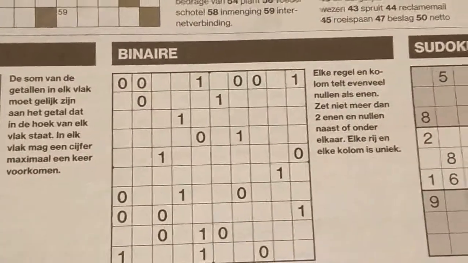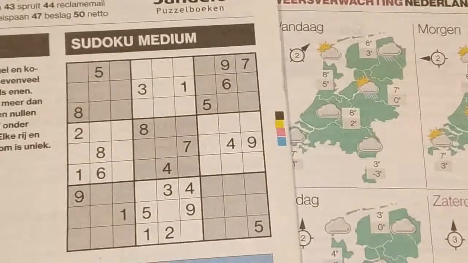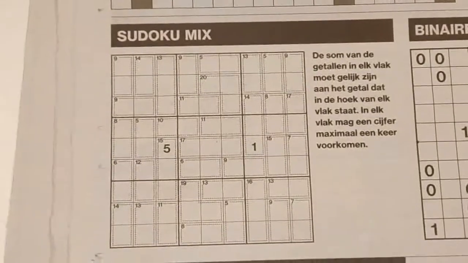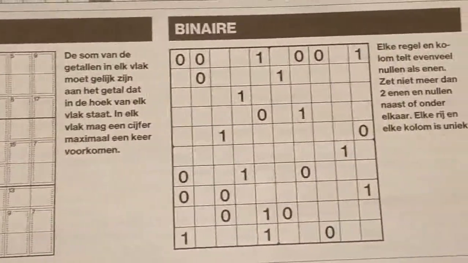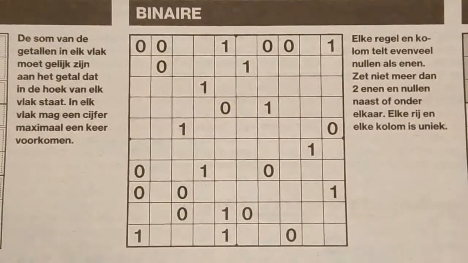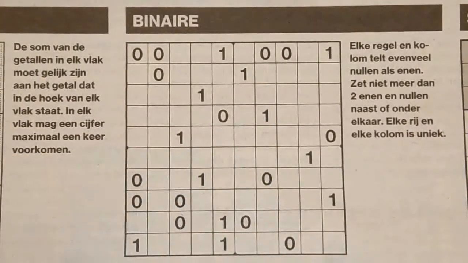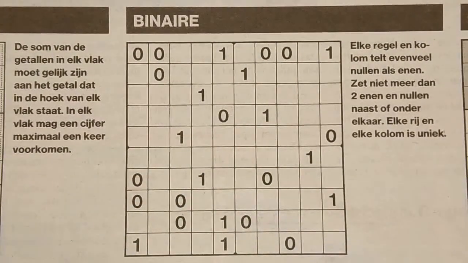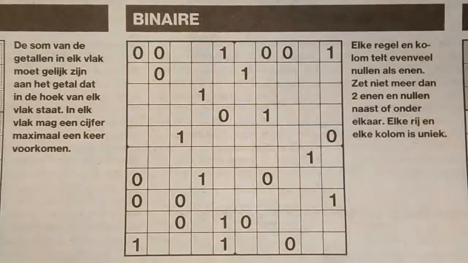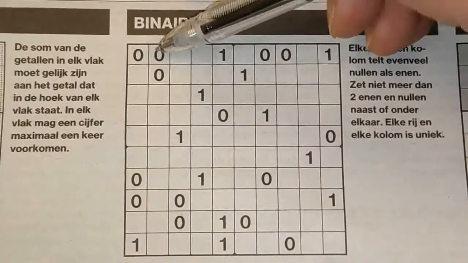A binary Sudoku, a medium Sudoku, and a killer Sudoku. But we will start with this binary Sudoku first. So let's get started. Alright, I see here a double O.